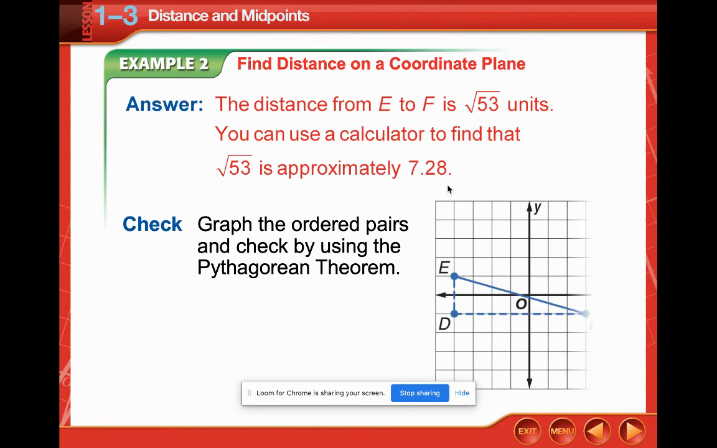Graph the ordered pairs and check by using the Pythagorean theorem. So we can check this really quick. This looks like 2 units, and this looks like 7 units, right? So 7 squared plus 2 squared would be 53, and then square root it, and you get 7.28.